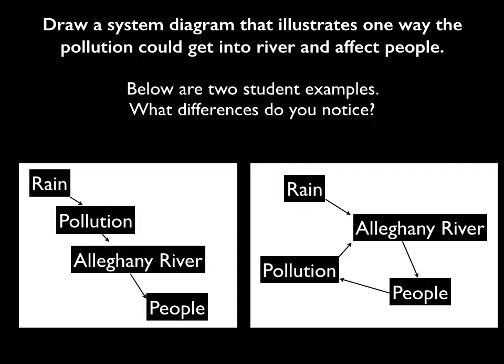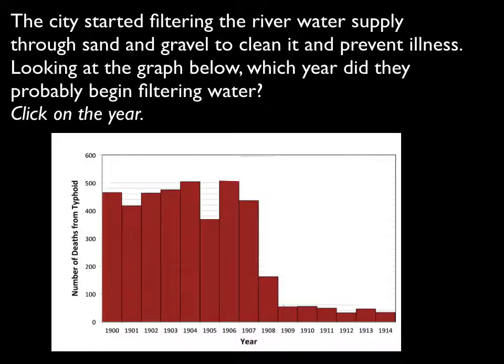And they did that, and the outflow from that sewage system was just upstream from the city's water supply. At the time, they were just developing ideas of germ theory, and they hadn't quite realized how much of a problem that would be, something that we now have a better understanding of. They were slowly understanding that maybe people were getting sick from the water, and so they started filtering the river water supply through sand and gravel, and that cleaned it and helped prevent illness.